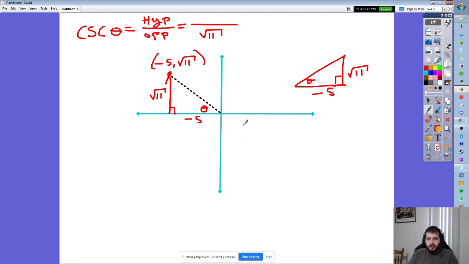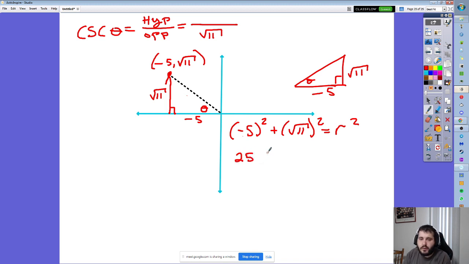But so, okay, so let's do the Pythagorean theorem here. A squared plus b squared equals c squared. So -5 squared is +25. Remember, you always get a positive out when you square something. Radical 11 squared. Remember, the radical and the square cancel out, and you're left with 11. And then add everything together. Square root.